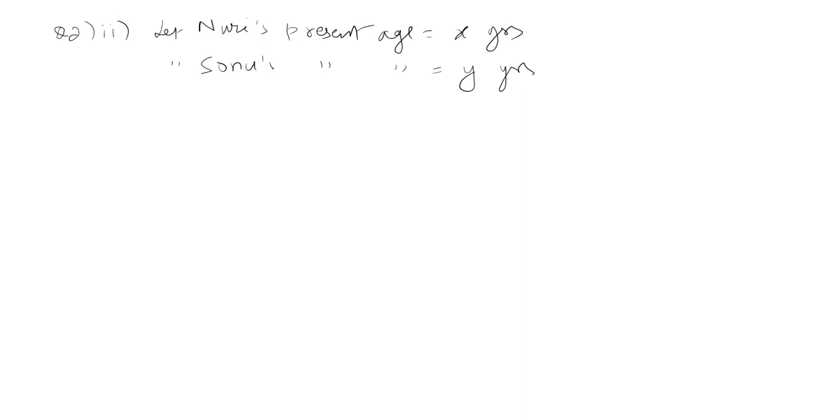So Noori's present age we have taken as X years. Sonu's present age we have taken as Y years. According to the question, 5 years ago. So from the present age, both will be 5 years less. So this will be Noori's age 5 years ago, and this will be Sonu's age 5 years ago. In that case, what they are saying: 5 years ago, Noori's age is equal to three times Sonu's.